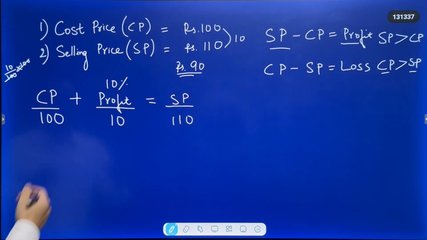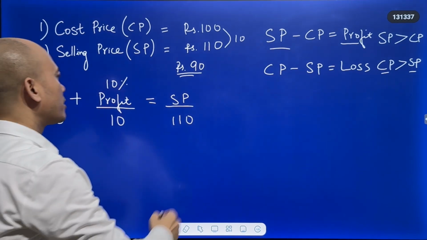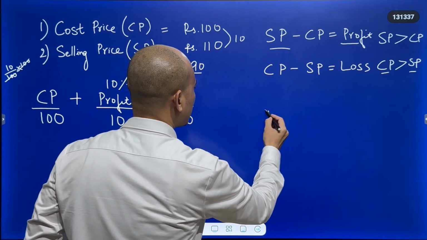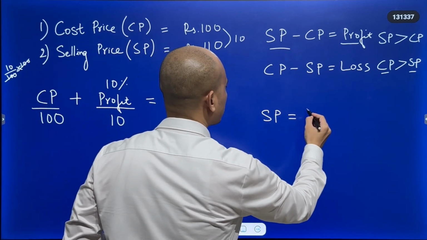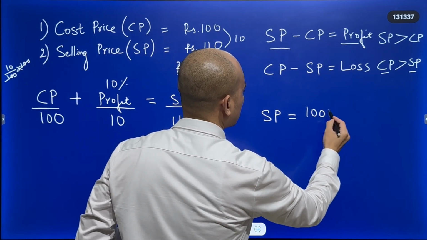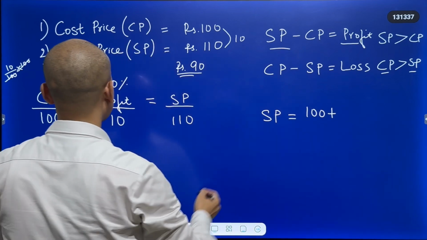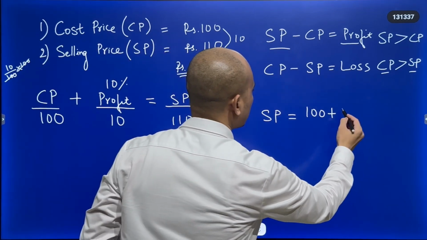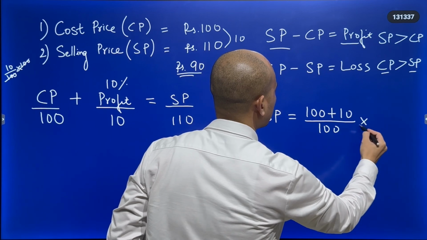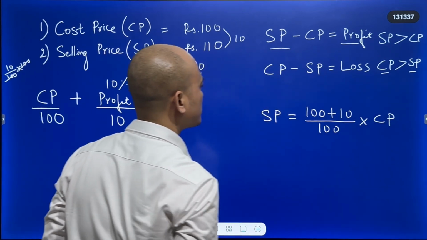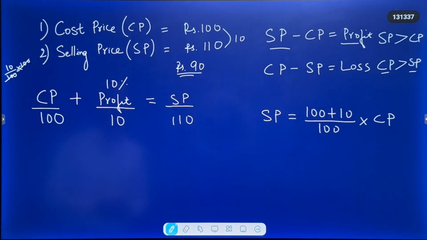So if I want to find the selling price directly, you have to write 100 plus this 10%, 100 plus 10 by 100 into cost price. That means 110% of cost price.